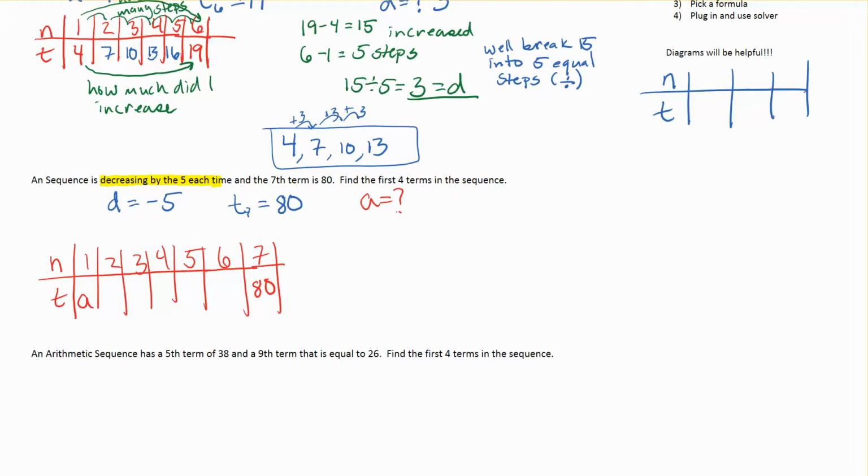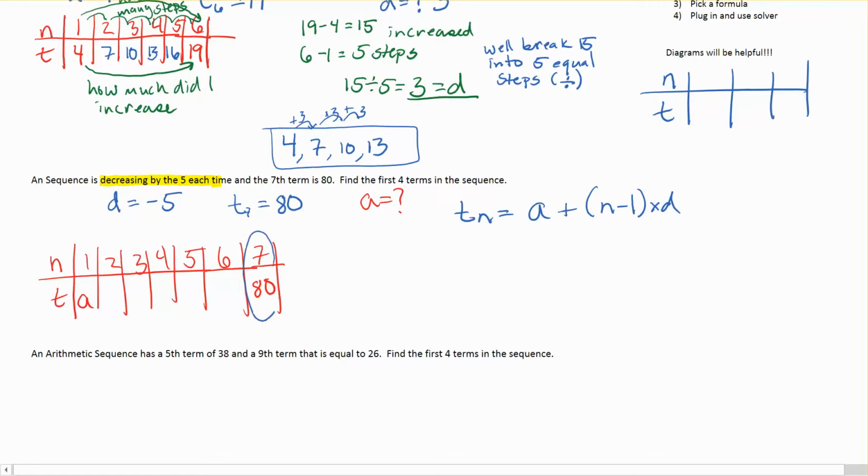Some of you might be thinking, oh, I could just work backwards and add 5 on to get there. But just so you see this, in case it's a really ridiculous amount of things you have to add, let's think about our formula. Our formula is T sub n equals A plus bracket n minus 1 times D. Okay, so what do we know? I actually know the value of a term, and I know the term number of that. So here with T7 is equal to 80, that happens when n is equal to 7. And I know my difference is -5, and what I don't know is A.